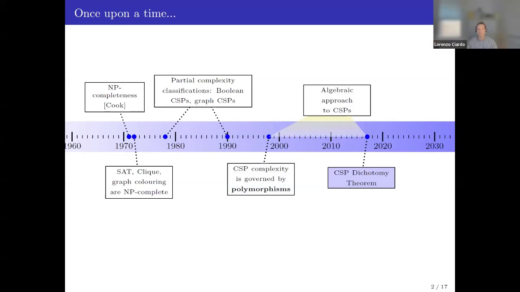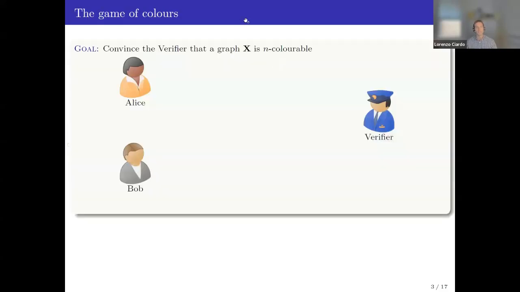Okay, so this was a nice story, but somehow it's not the story I want to tell today. So I want to actually redefine graph coloring a little bit. I want to define it as a game now. So consider the situation in which we have two players, Alice and Bob, and a verifier. Alice and Bob are questioned by the verifier, and their goal is to convince the verifier that a given graph is n-colorable, so can be colored via n colors.